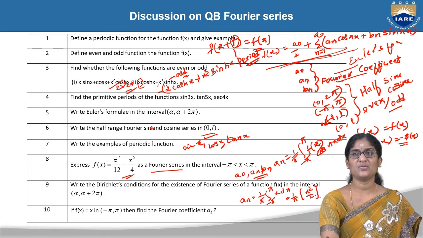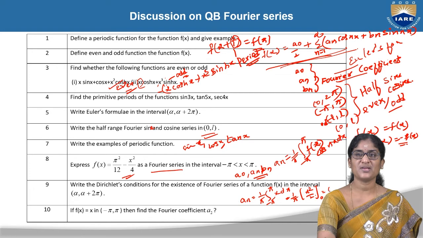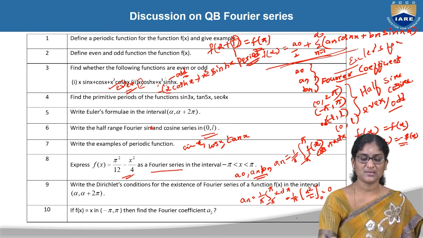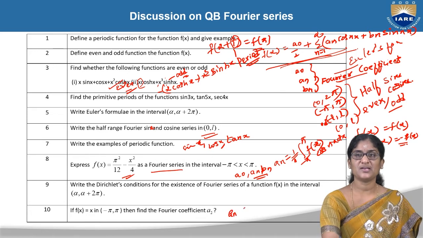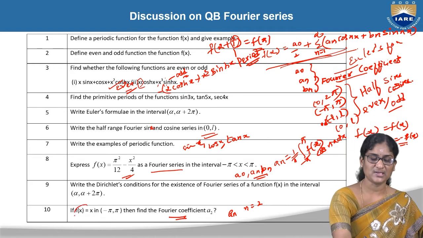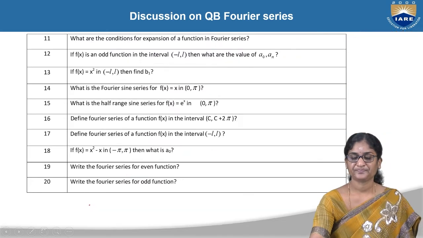X square by 2, and since f of x is an odd function, that comes out to be 0. So a2 is equal to 0. So you can find out the 10th question like this very easily. After finding out the an, we need to substitute n is equal to 2. Here f of x is equal to x, which is what he has given.